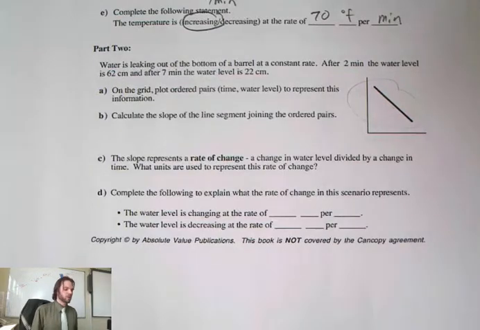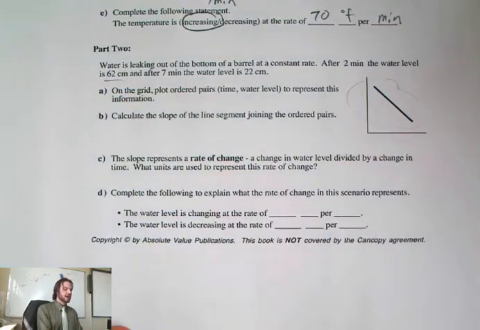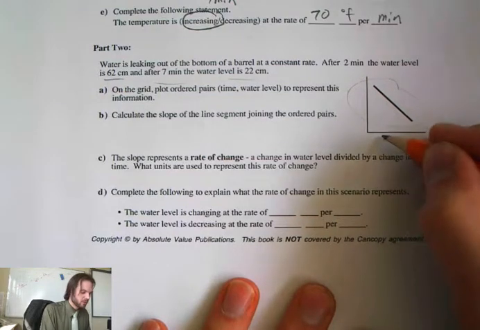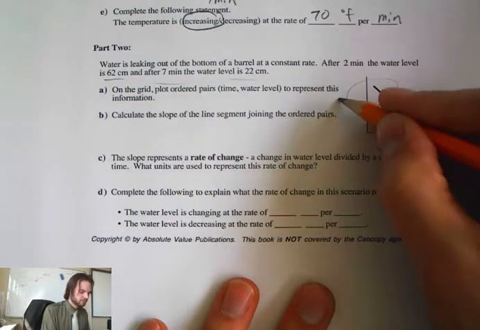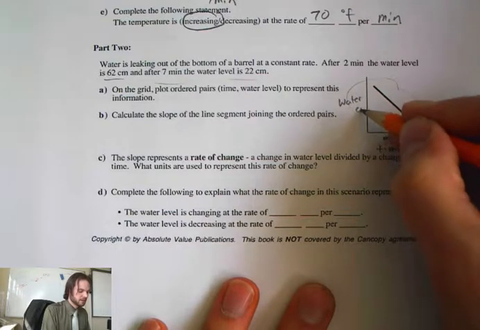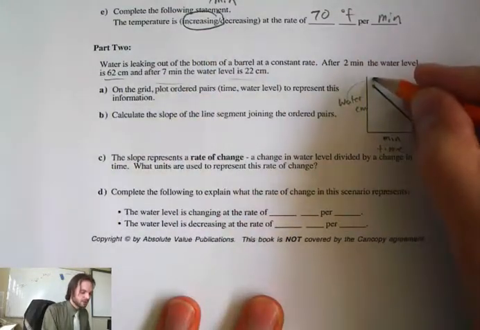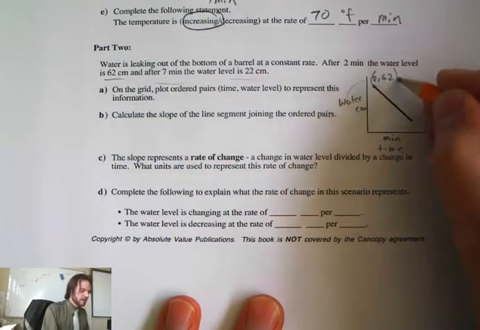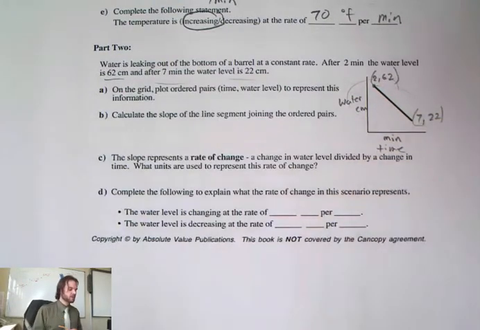It says water is leaking out the bottom of a barrel at a constant rate. After 2 minutes, the water level is 62 centimeters. After 7 minutes, the water level is 22. So here, we'll always put time on the bottom, in minutes, and the water level on the vertical. After 2 minutes, the water level is 62, so that's (2, 62). And after 7 minutes, (7, 22). So on the grid, these are ordered pairs of time and water level.